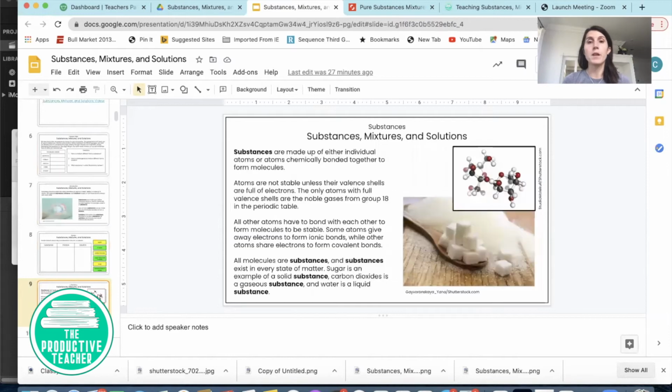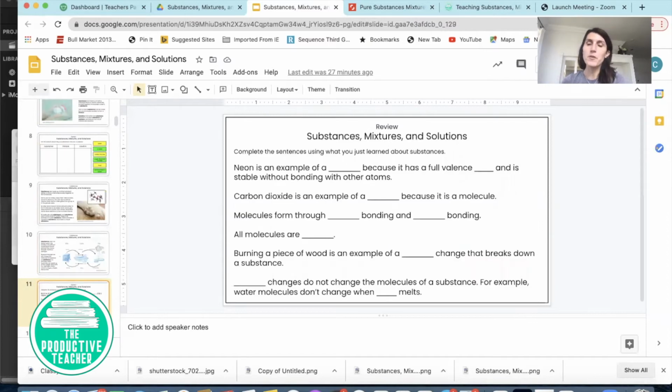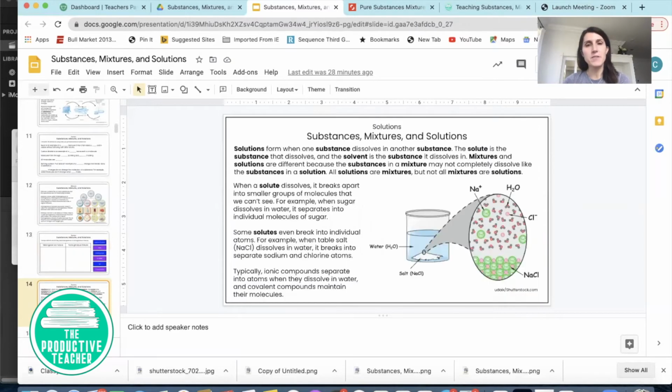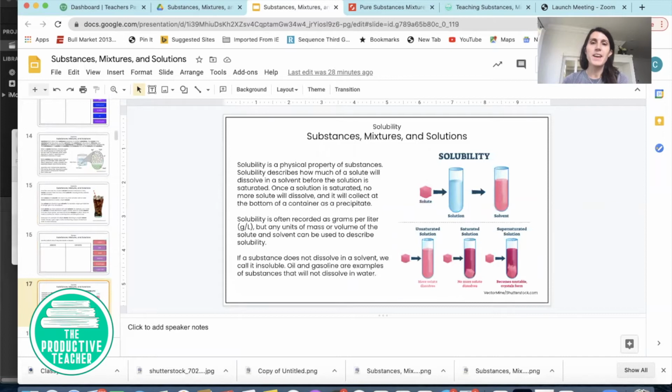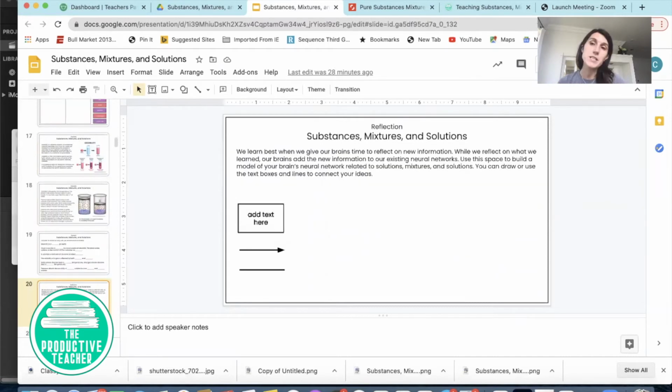Okay, now I have another information page, and now I have a review. This one is a fill in the blank review. And all of the answer keys are included at the end of the unit. So if you or your students are not sure what I mean, you can always check the answer key or you can email me. Okay, information page, activity, information page, activity, information page, activity.